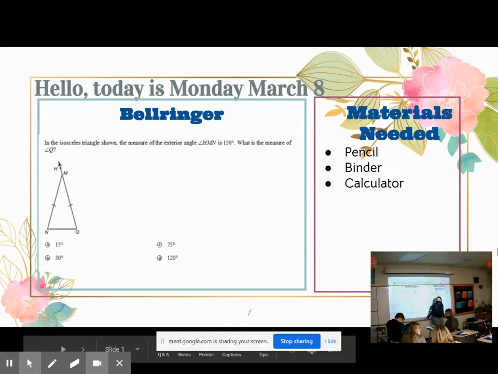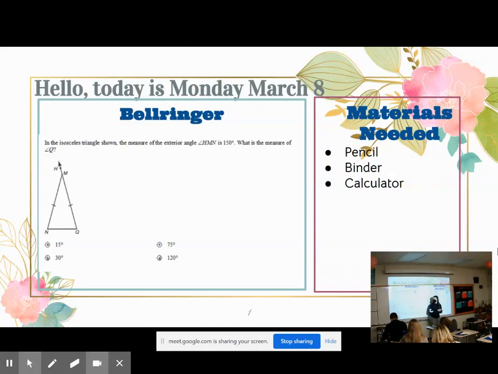Alright, Lakin's gonna explain how she did the bell ringer. Let's pay close attention in case anyone made any mistakes. Alright, Lakin, go ahead. So this angle and this angle are congruent, and they also have to equal this angle, and I know that this angle is 150, and so I did 150 divided by 2, and I got 75, and I just did 180 minus 150 to get this angle, which is 30.